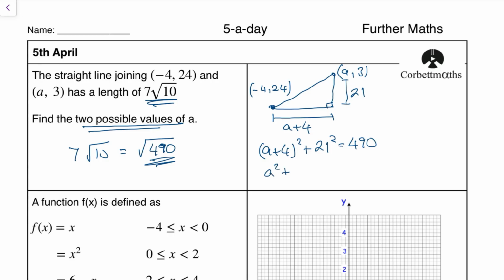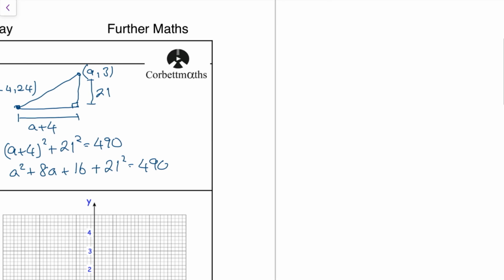So a squared plus 8a plus 16 plus 21 squared equals 490. Now I'm going to go over here because I have some space over here. So let's tidy this up. So that's going to give me, well, calculator out so I don't mess it up. So 16 plus 21 squared minus 490 is minus 33, which gives me the quadratic a squared plus 8a minus 33 is equal to 0.